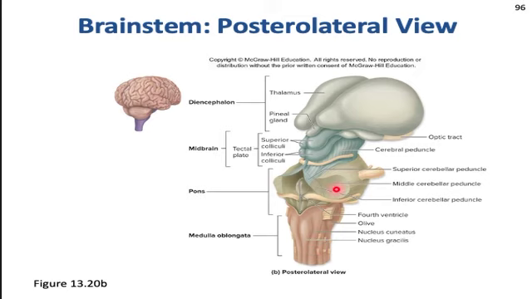It's basically a bunch of tracts. There's a few nuclei in here that control things like your breathing rhythm. And then down here is the fourth ventricle, that little chamber there, and then down below this is the medulla oblongata.